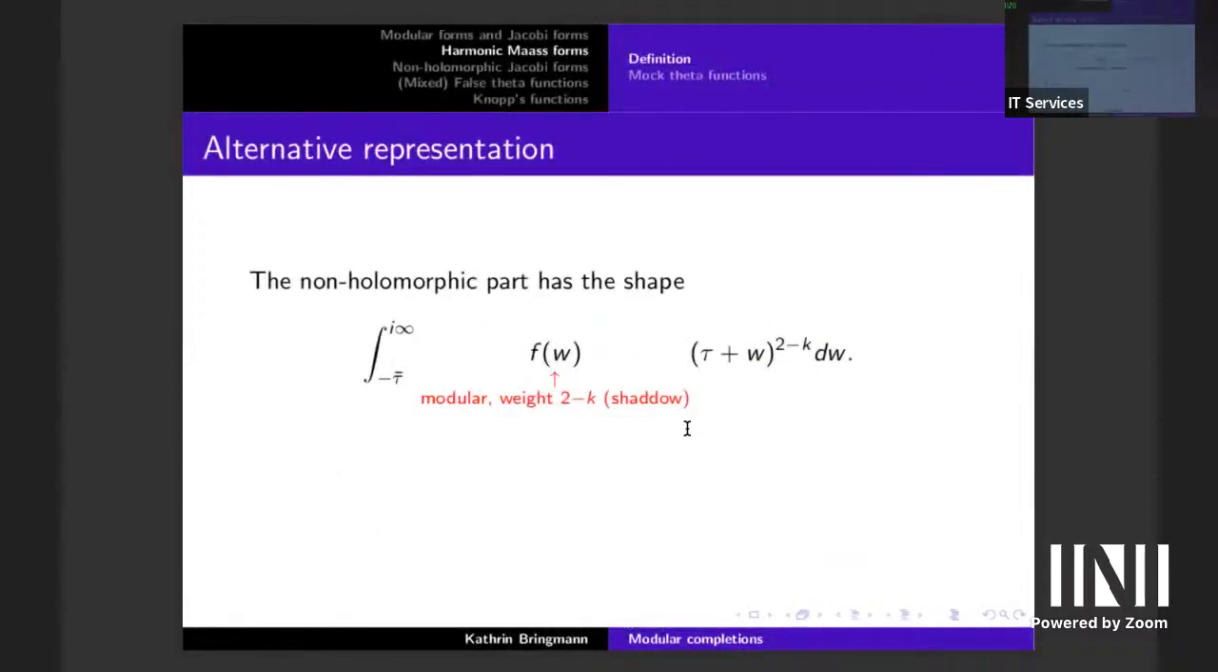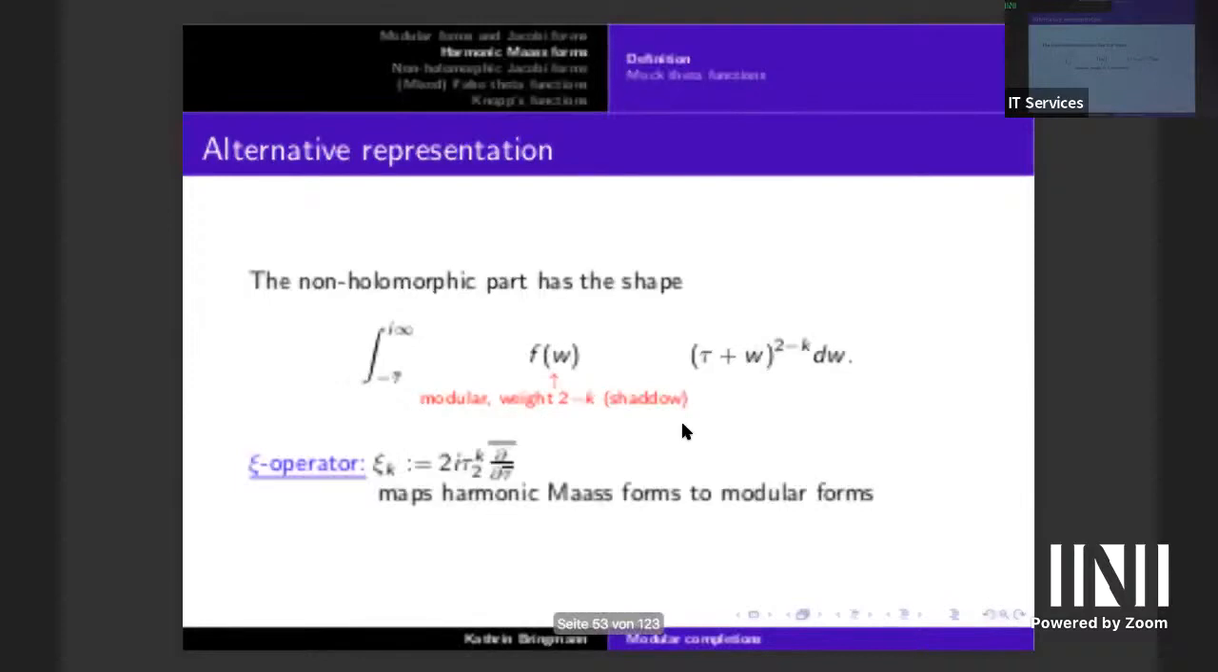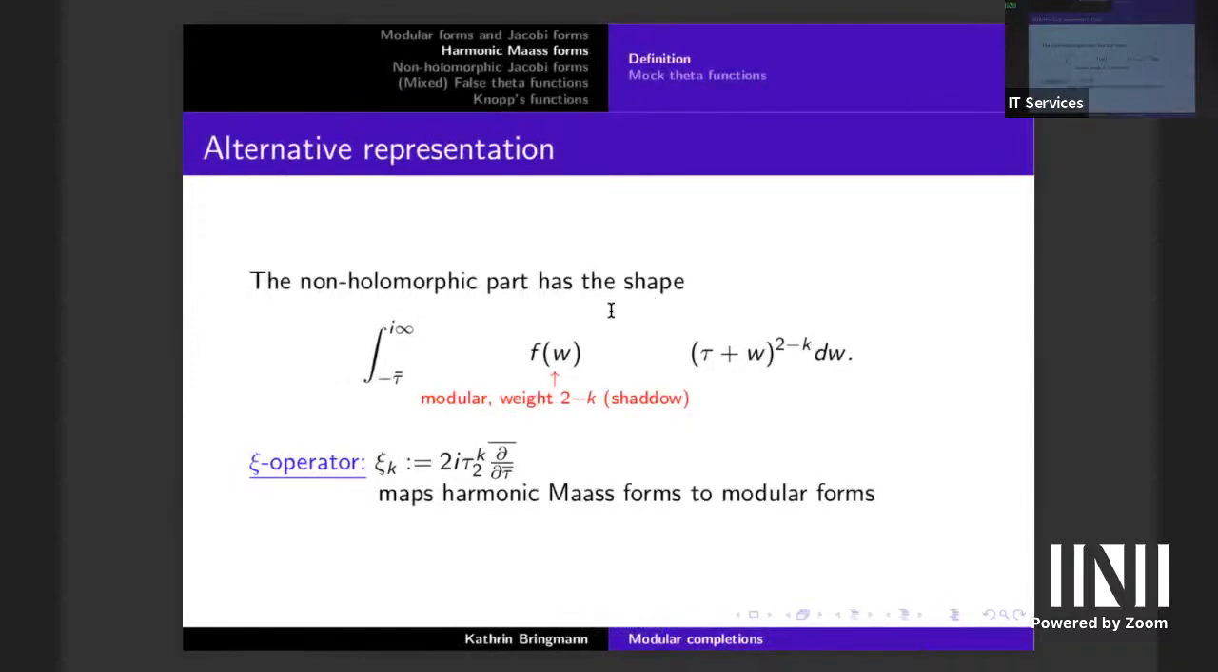And the non-holomorphic part has another representation as this integral, this non-holomorphic integral. And in the integrand, you have a modular form, a classical modular form, which has dual weight to what you're starting with. So it's weight 2 minus k if the starting function has weight k. And you can recover this function in the integral by basically differentiating with respect to tau bar and then conjugating again, and then multiplying with some power of the imaginary part. And this operator, the xi operator, which goes back to Bruinier and Funke, maps harmonic mass forms to modular forms.